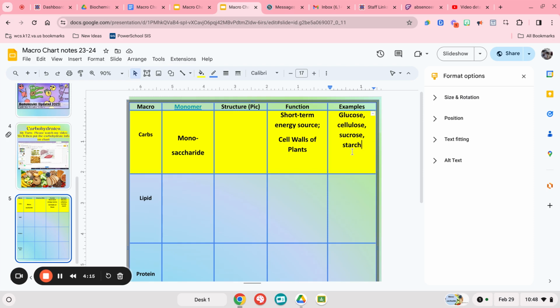Cellulose and starch are large carbohydrates. They're called polysaccharides, and you're going to find both of them in plants. Cellulose is what gives plant cell walls their structure, and starch is a way to store carbohydrates for future use. And then sucrose, which is a disaccharide, is what we refer to as table sugar.